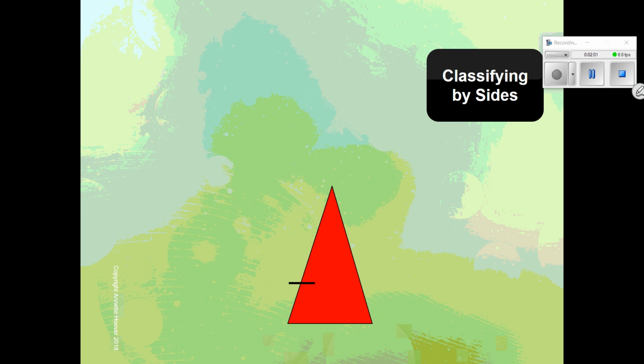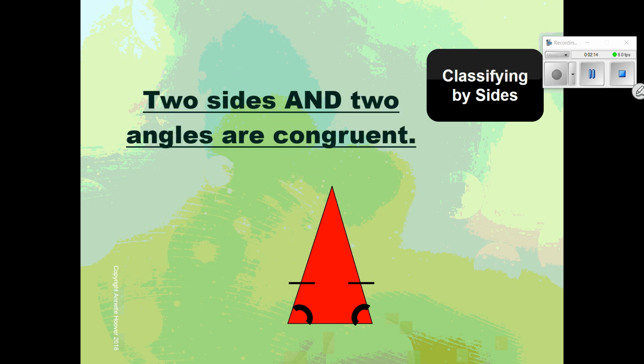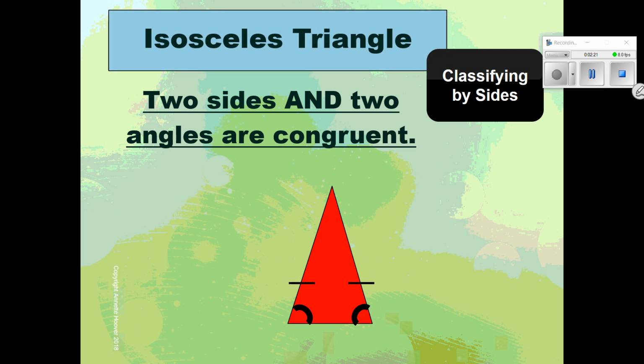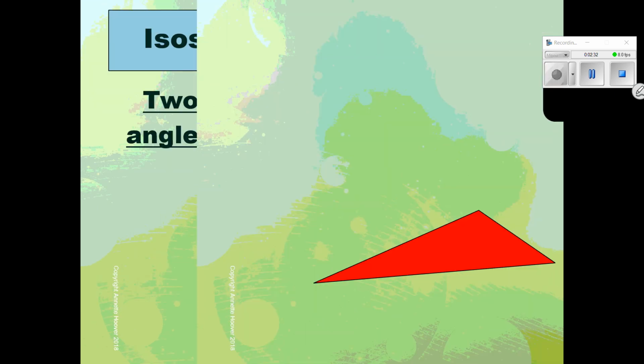The next triangle, we have two sides of the triangle that are the same. And because two of the sides are the same, we also know that the two angles down here are also the same. This is the definition of a triangle with two sides and two angles congruent. This is called an isosceles triangle. Now, when you have a triangle like this, you have to make some assumptions because we know that if two sides are the same, two angles also have to be the same.